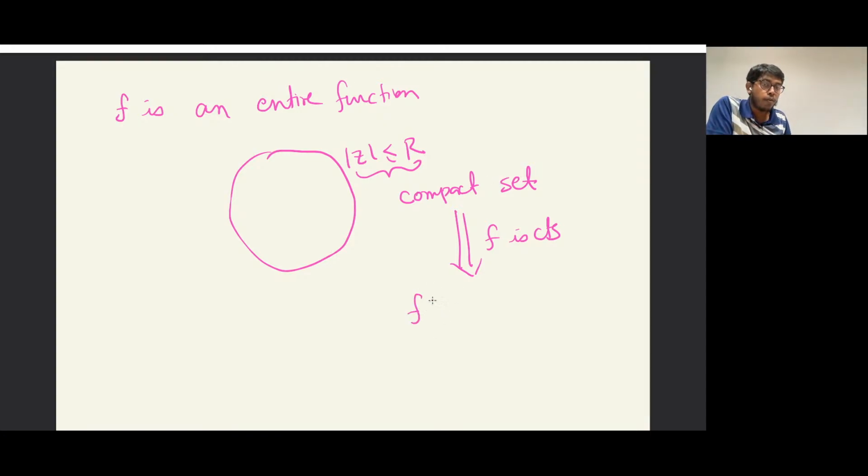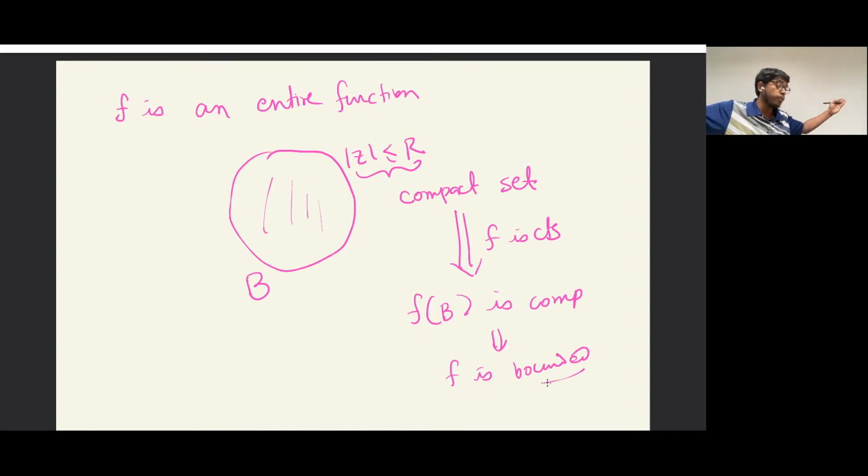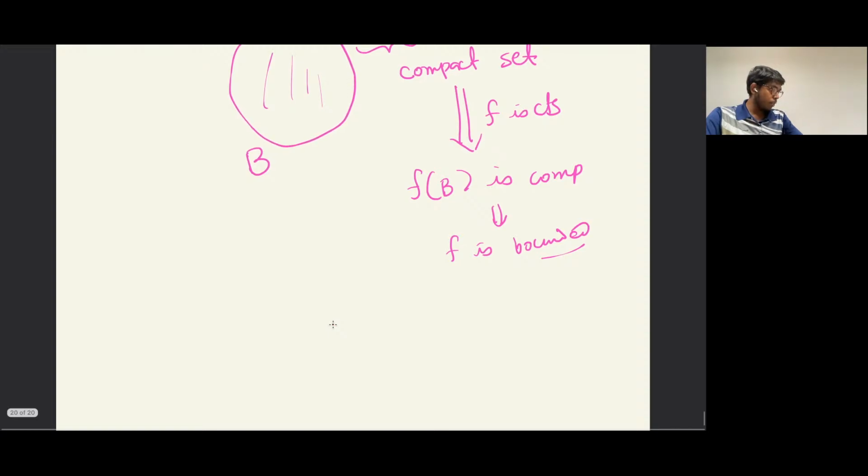So the image of f of z on this, if I write B, f of B is compact. f of B is compact. And this implies f is bounded. See, I am not saying that it is bounded on the whole of C. I am saying it is bounded on a compact ball. I am not saying that f is bounded on the whole of C.